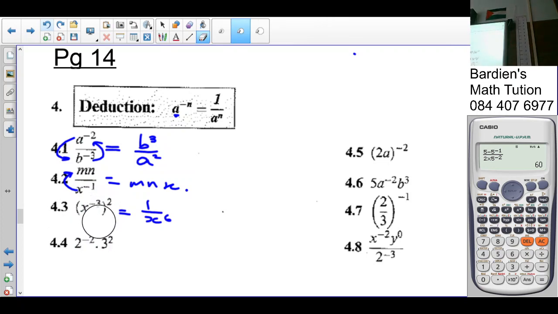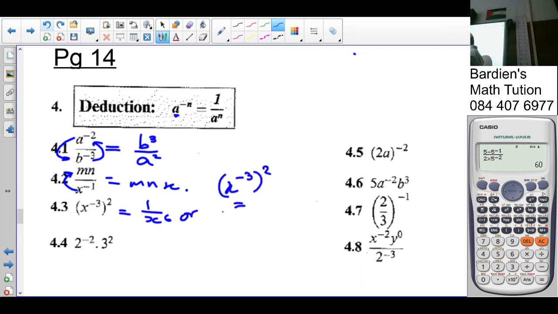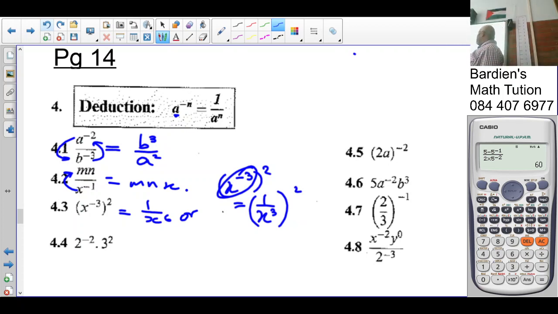Or, if you got x negative 3 squared, we know that this x to the minus 3 is 1 over x cubed squared. Not so. What is 1 squared? 1. And there, x cubed squared, which means to say is x cubed multiplied by x cubed, which is x to the exponent 6. Okay. You guys understand? Okay.